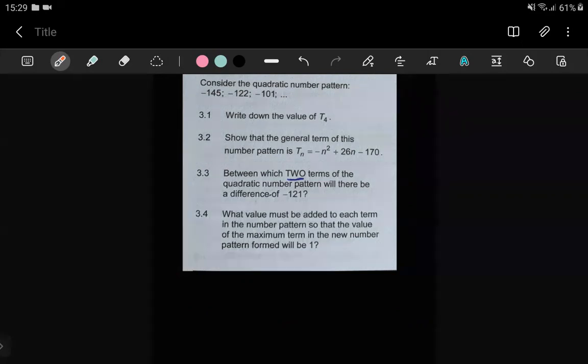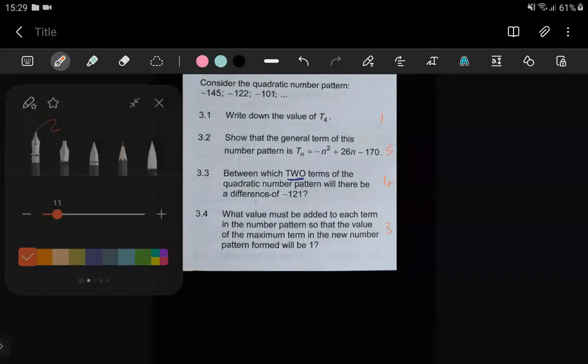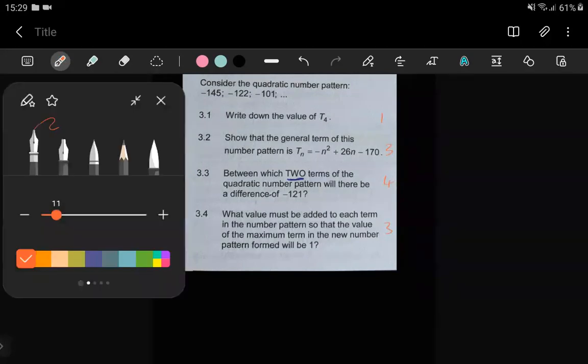Anyway, so I can see the questions now. So it says here, write down, we have a quadratic number pattern. They want us to write out T4.